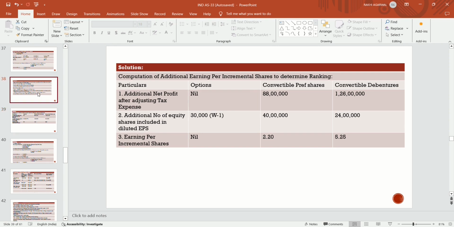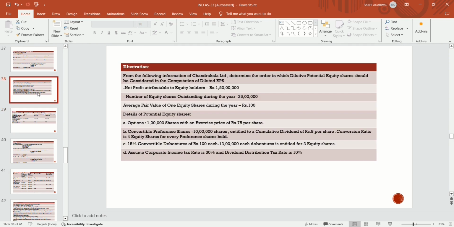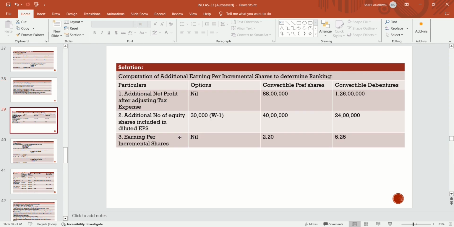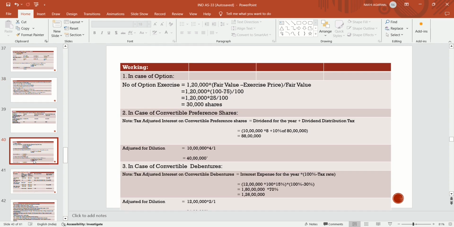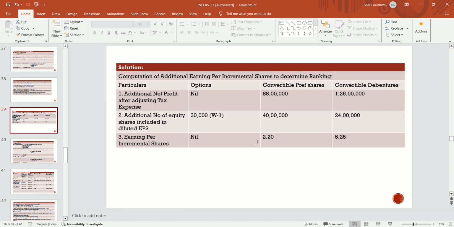Now we will find the 15% convertible debentures of 100 each. There are 12 lakh debentures, and each debenture is entitled to 2 equity shares. So the number of shares becomes 12 lakh into 2 divided by 1, that is 24 lakh, because each debenture holder will get 2 equity shares. The interest component is 12 lakh into 100 into 15%, into 70% after tax, so it becomes 1 crore 26 lakhs. So 1 crore 26 lakhs is the incremental earning in case of convertible debenture.